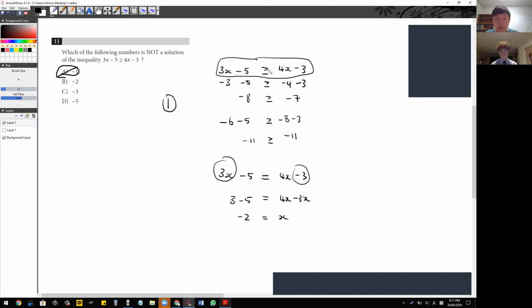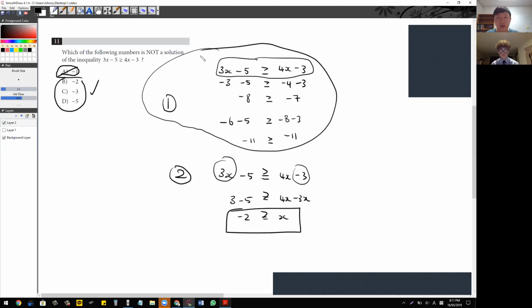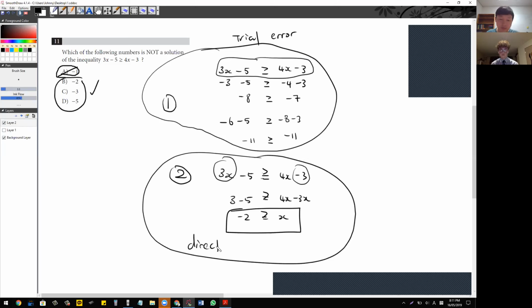So if I rearrange this, you get the same thing. You're going to get something like this. So x must be less than or equal to -2. So the answer is all of that is fine, because x must be less than or equal to -2. So that's fine, that's fine, that's fine, but this is not fine. So this is direct solving, whereas the first method is trial and error. This is direct solving.